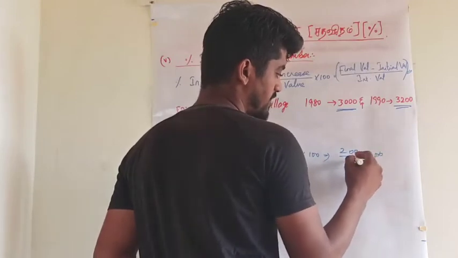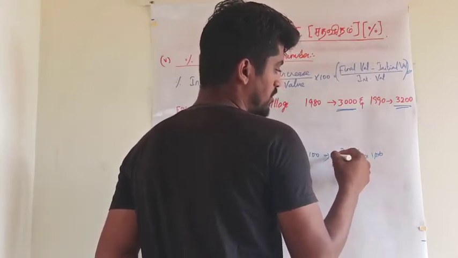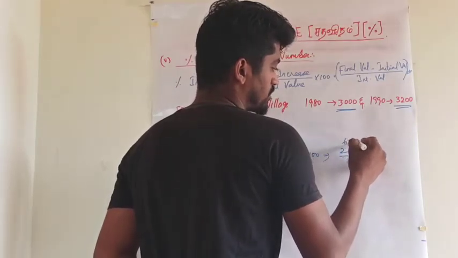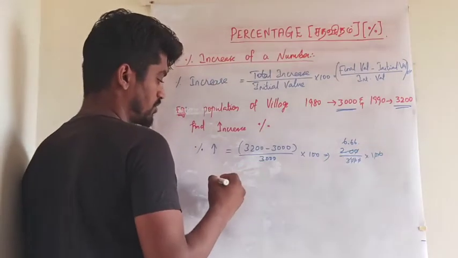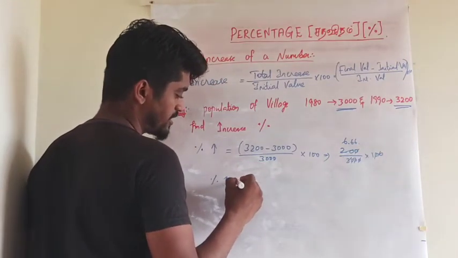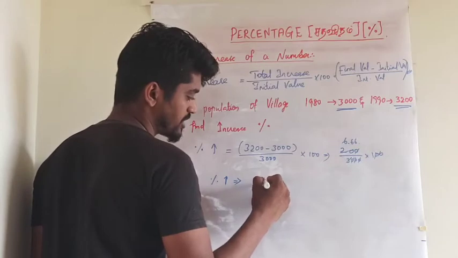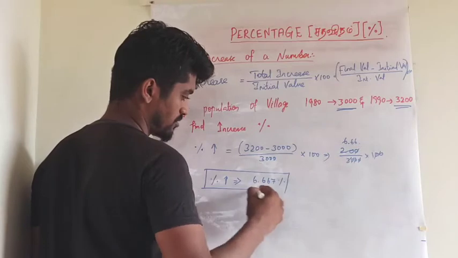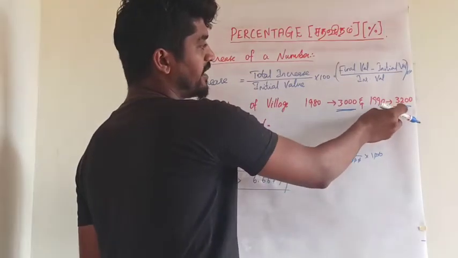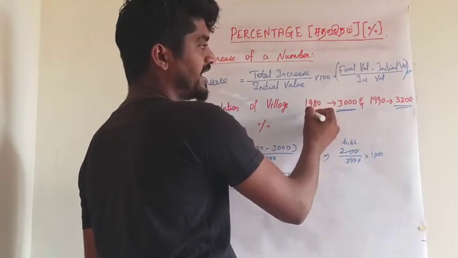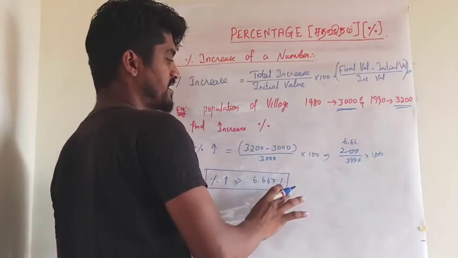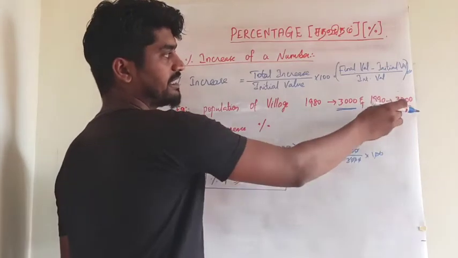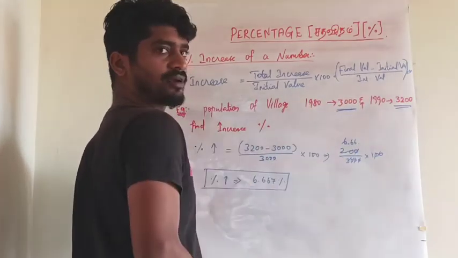So the zeros get cancelled. 6 threes are 18, and 666 continues. So the percentage of increase in the population is 6.667 percent. In 1990, compared with 1980, the percentage increase in the number of people is 6.67 percent, increased from the 3000 people.